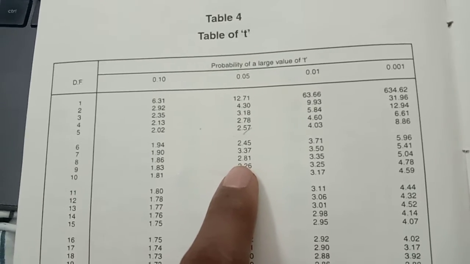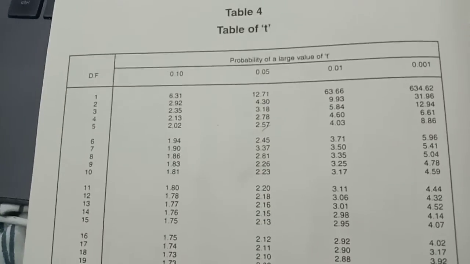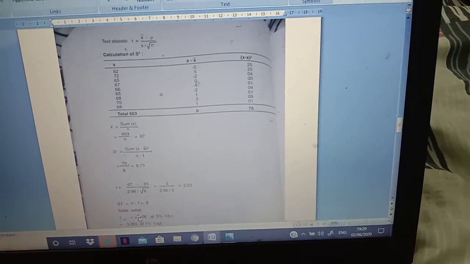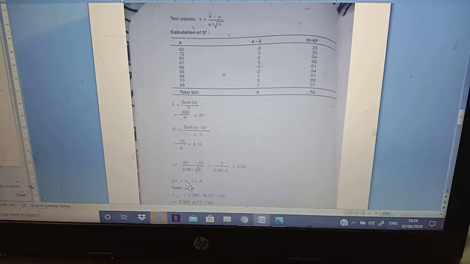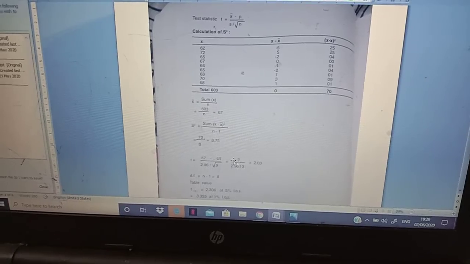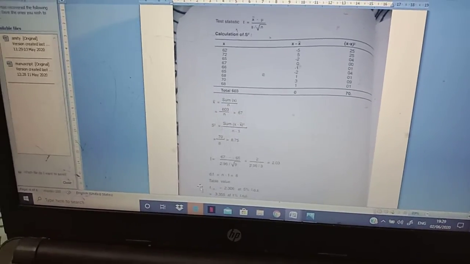But for this condition, I think the values that are given here in the solution are incorrect. But the concept is, if the calculated value is greater than the table value, then you reject the null hypothesis. Here in this case, the value is lesser than the table values, and that is why you are accepting the hypothesis.